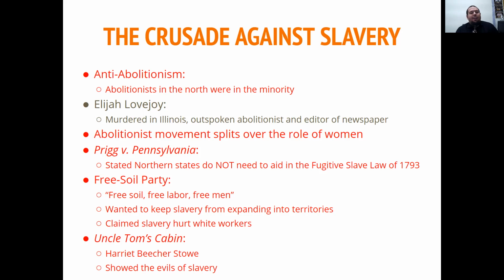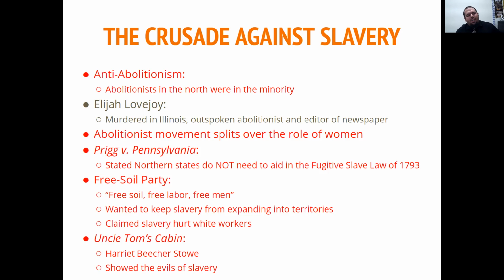There's a very famous court case, Prigg versus Pennsylvania, where it stated that northern states do not need to aid in the fugitive slave law of 1793. However, there will be a future fugitive slave law in 1850 that actually does require this. Up until that point, they didn't have to aid. They didn't have to help Southerners coming to the North trying to find their slaves. They didn't have to help. But the Compromise of 1850 changes all of that.